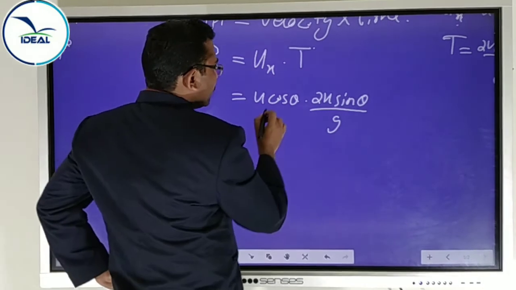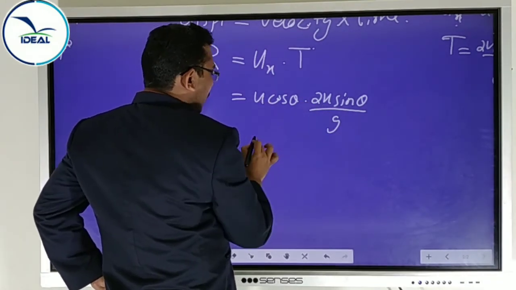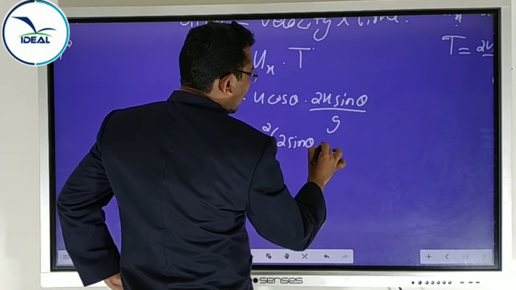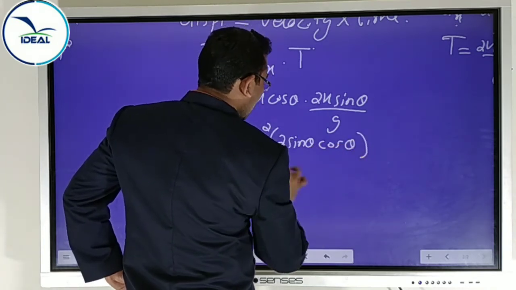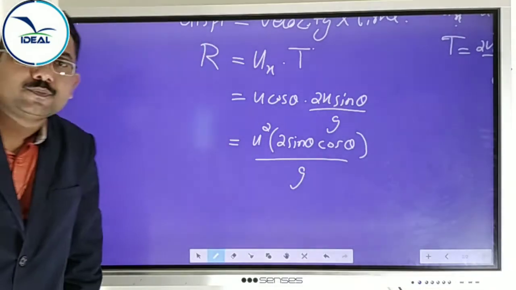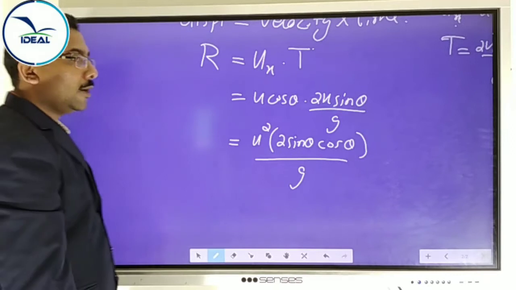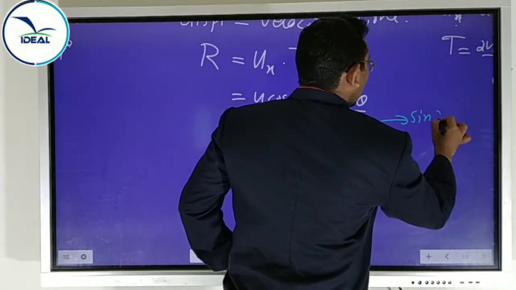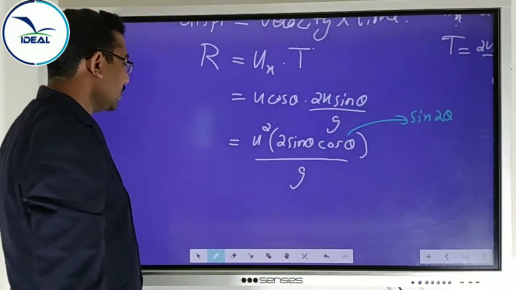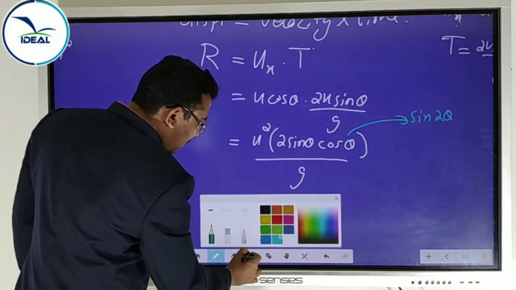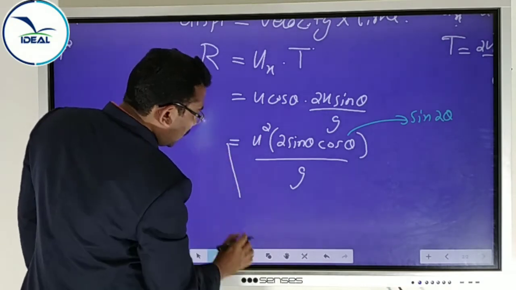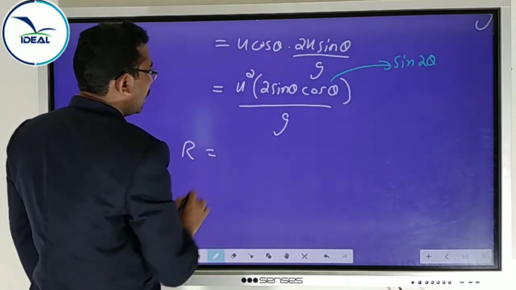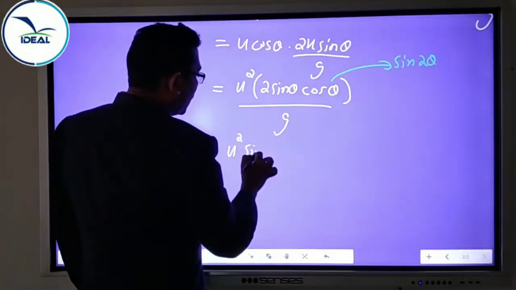That is 2u into u, which gives u square, and the remaining term 2 sin theta cos theta I put in a bracket, divided by g. What is 2 sin theta cos theta? You studied in mathematics: sin 2 theta is equal to 2 sin theta cos theta. Then we can write R is equal to u square sin 2 theta by g.